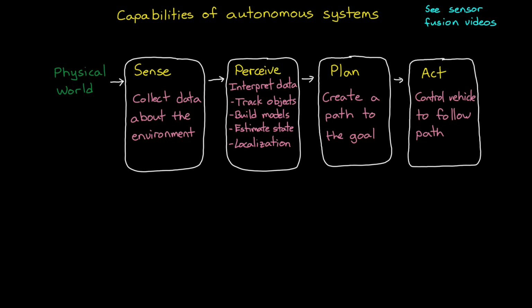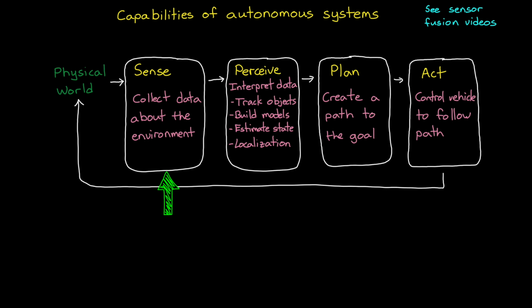And then the last step is to act on that plan, to drive the motors and the actuators in such a way that the vehicle follows the path. The actuators impact the physical world, and the whole loop continues. We sense the environment, we understand where we are in relation to landmarks in the environment, we perceive and track dynamic objects, we replan given this new set of information, we control the vehicle to follow that plan, and so on until we get to the goal.